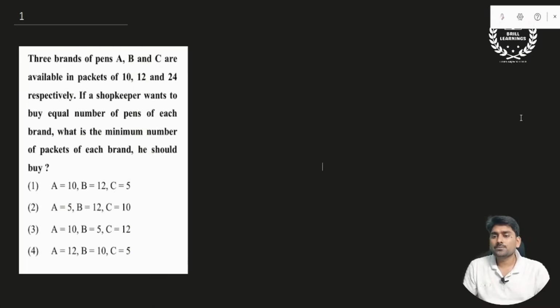So, there are three types of pens available. Each packet contains 10 pens, 12 pens and 24 pens respectively. If a shopkeeper wants to buy an equal number of pens of each brand, what is the minimum number of packets of each brand he should buy? That is the question. For this kind of question, take LCM first. So LCM of 10, 12 and 24.